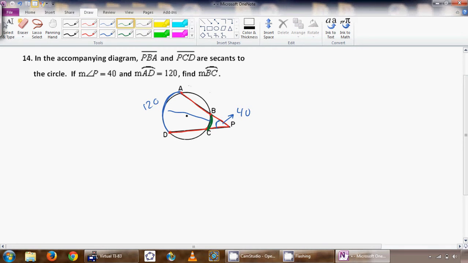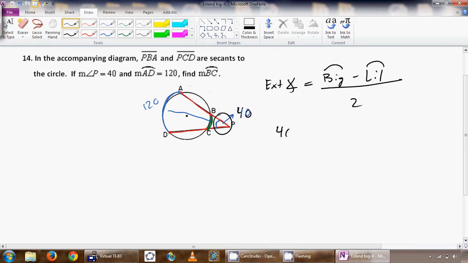Well, I know the relationship is the angle, see how this angle is outside of the circle? When the angle is outside, I'll call it exterior. When the exterior angle is outside the circle, it will equal the big arc, take away the little arc, over 2.